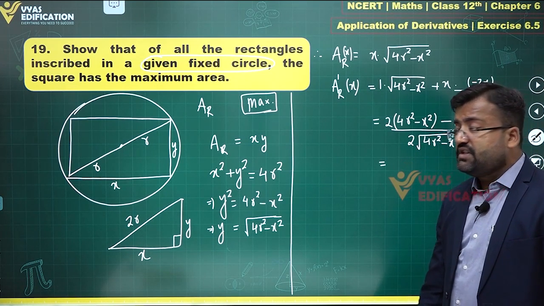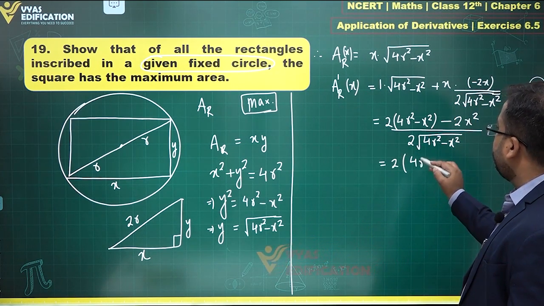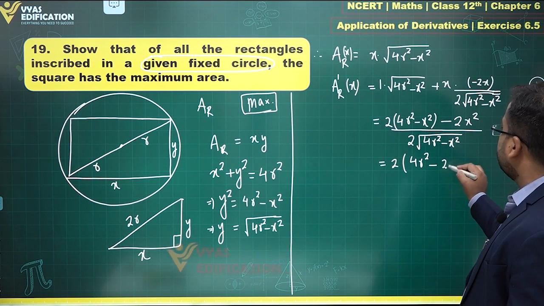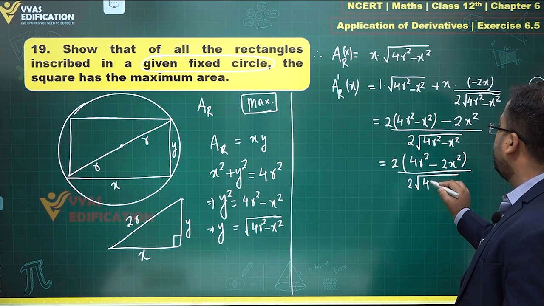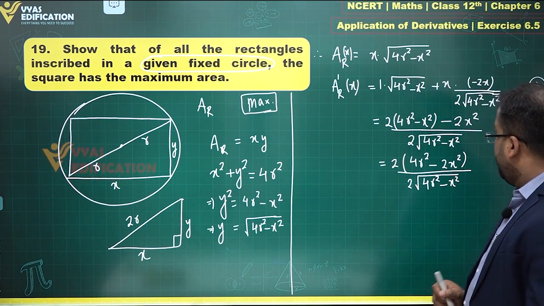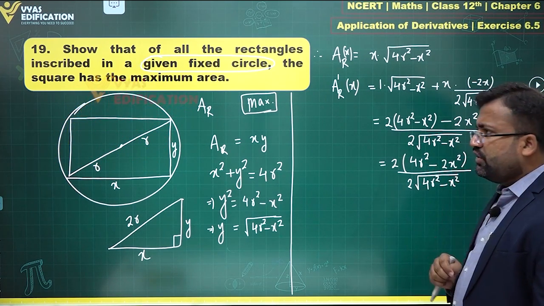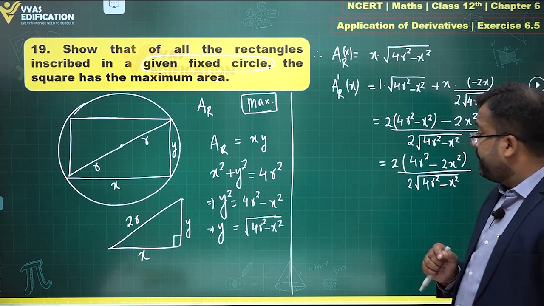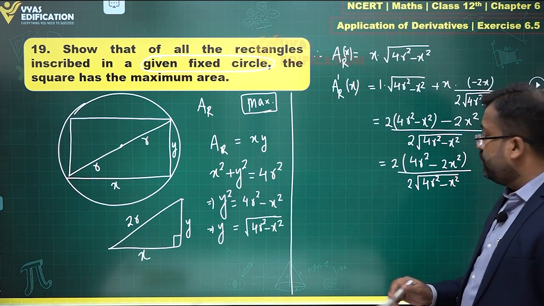Do you observe this? So we can take out a factor of 2 common, and what remains is 4r square minus x square minus 2x square upon 2 times under root of 4r square minus x square. This is important, right? At this stage, do you observe that x square is equal to 2r square is the important thing. x square is equal to 2r square. The critical points will be root 2 r and minus root 2 r.